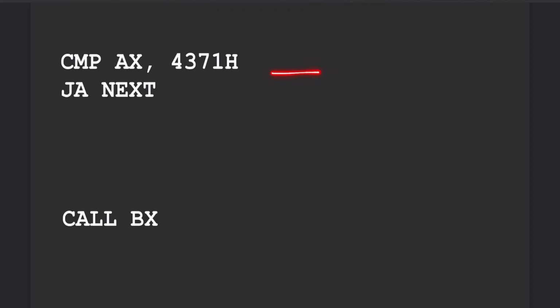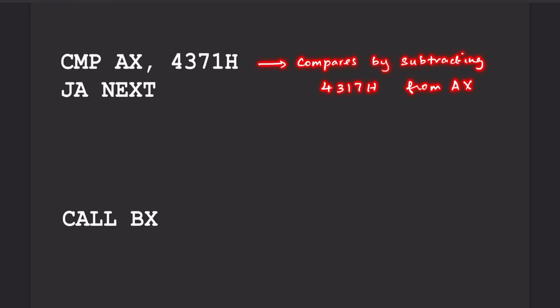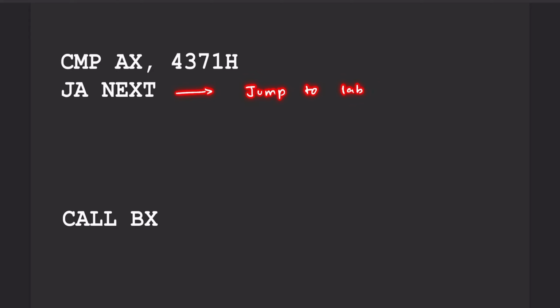An example for control instruction would be compare AX 4371H, jump if above to next. This instruction subtracts 4371H from AX and jumps to the label next if AX is above 4371H. The next example, call BX. This transfers the program control to the register BX, which is not a part of the main program that is currently being executed.